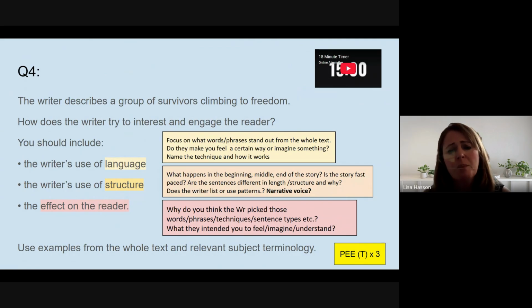And when we're talking about language, well, we've already talked at length about language on question 2 in terms of what sorts of things we could talk about. But this is just a reminder, focus on what words and phrases stand out to you from the whole text. How do they make you feel? What do they make you think about? What do they make you imagine? Name the technique and talk about how it works. Don't just feature spot, exactly the same advice as question 2, but instead think about what stands out to you as being exciting, engaging, interesting, and then tell us what technique has been used to do that.